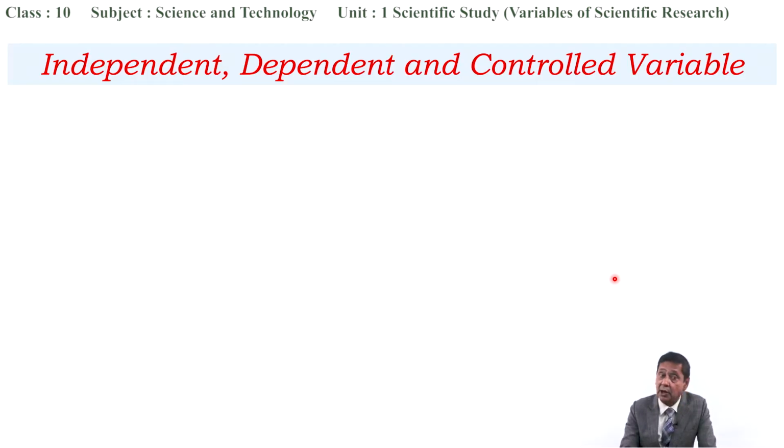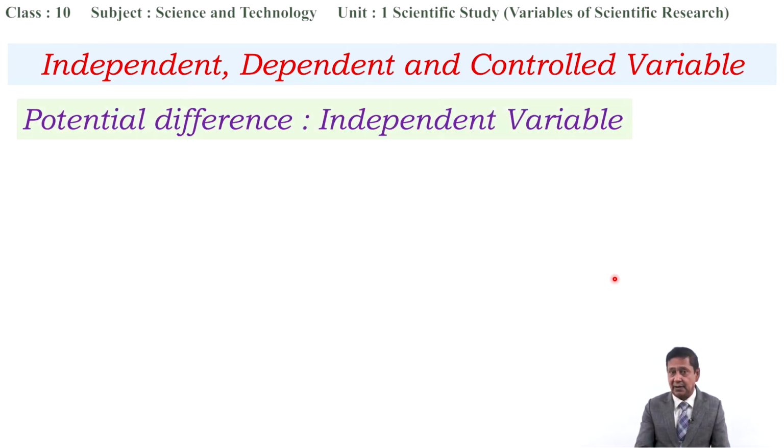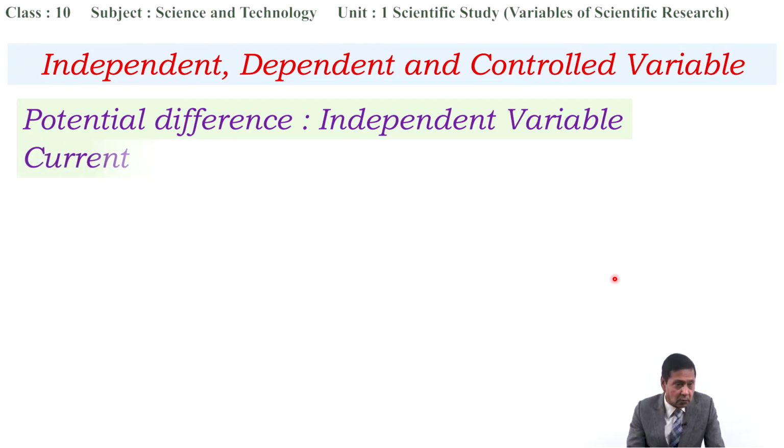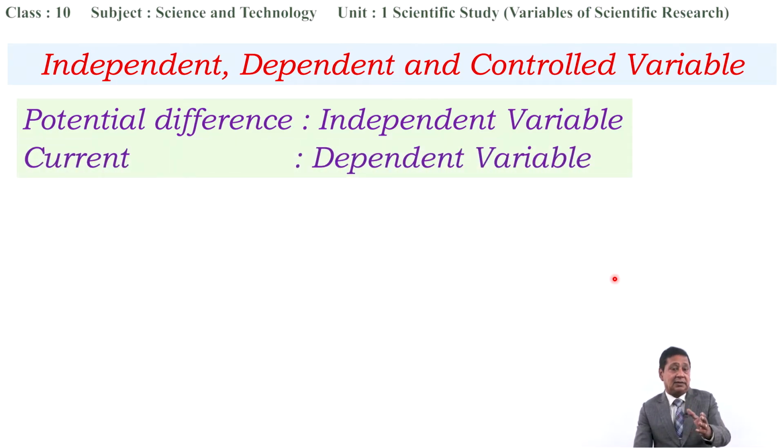And in the sense of independent, dependent and controlled variables, now what is the conclusion? Potential difference is the independent variable because we are manipulating the value of potential difference by the increase or decrease of the number of cells. And what is the dependent variable? The effect of this increase and decrease of potential difference increases or decreases the current. That's why current is the dependent variable.